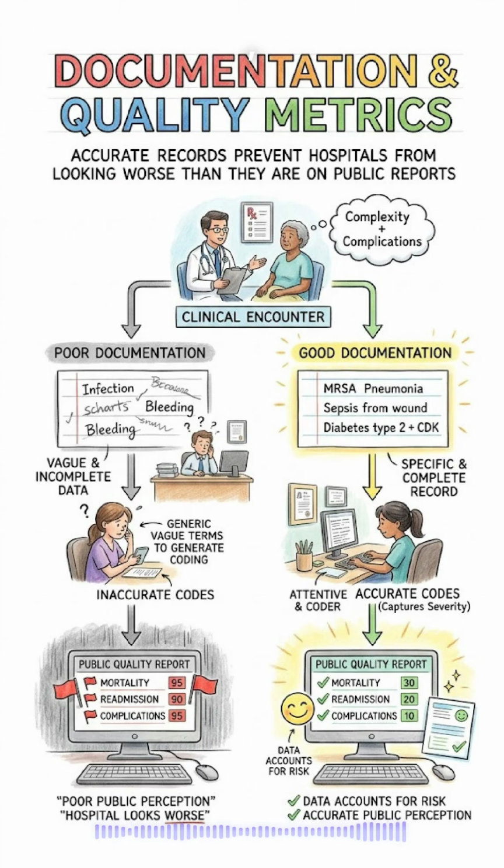14. How does good clinical documentation directly support the hospital quality reporting and public safety metrics? Accurate records prevent the hospital from looking worse than it actually is on public reports. If complications are documented properly, the public health data will reflect the true clinical reality.